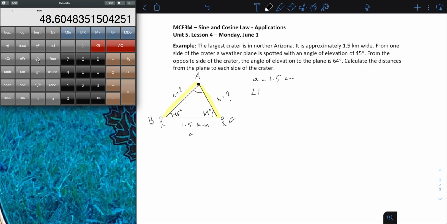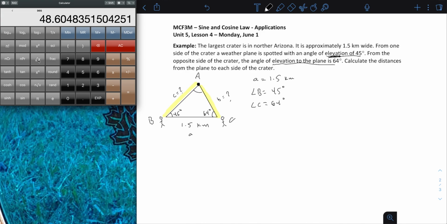Angle B is 45, and it was 45 because it said angle of elevation. That's how I knew it went up, right? Also right here, I knew the other side was 64 because it was angle of elevation versus depression. So, and then I finally know angle C is 64 degrees.